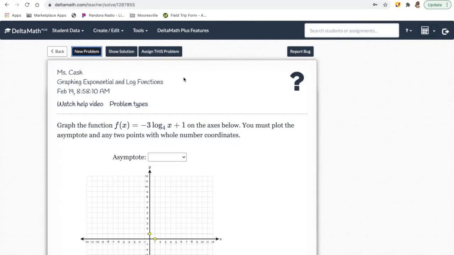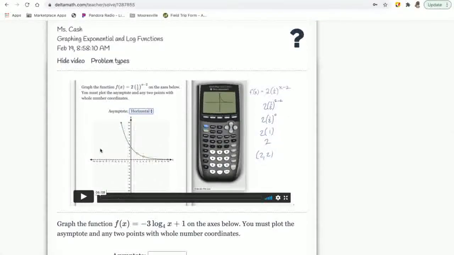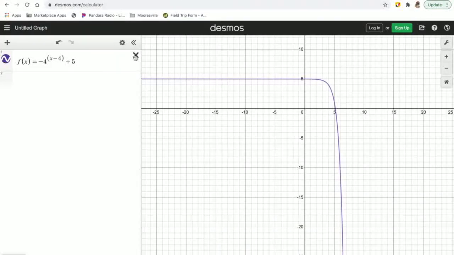You will have the videos available to you. You can always go to their watch help videos and they'll show you a little bit. Now they're going to show you things on a graphing calculator. Your graphing calculator is just going to be Desmos. That's why I wanted to actually show you on screen what I do using Desmos. So hopefully that's all you need.